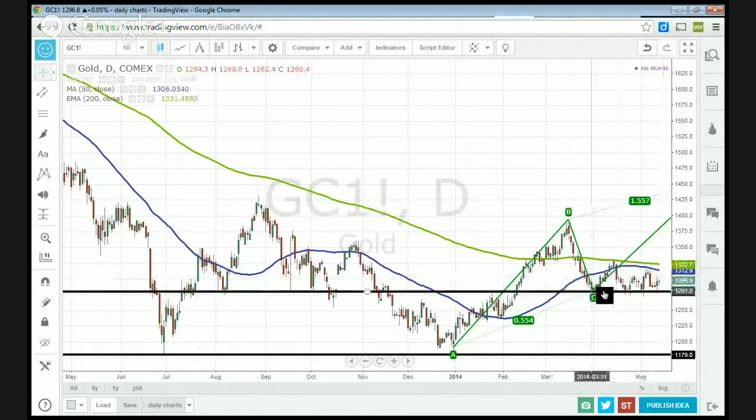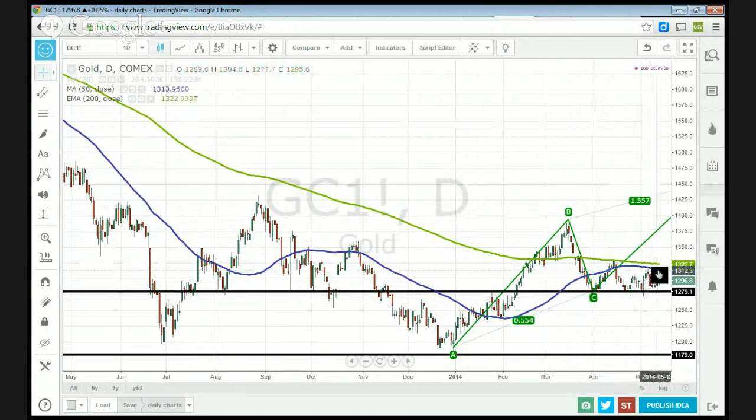I have a long-term position in gold that I'm invested in considerably, at least relative for me. I've identified this AB equals CD pattern here. Mainly, I just want to see 1280 hold. I don't know how valid this pattern is or how useful it is, but I do like to see 1280 hold. I do think gold, for fundamental reasons, is going to go much higher.